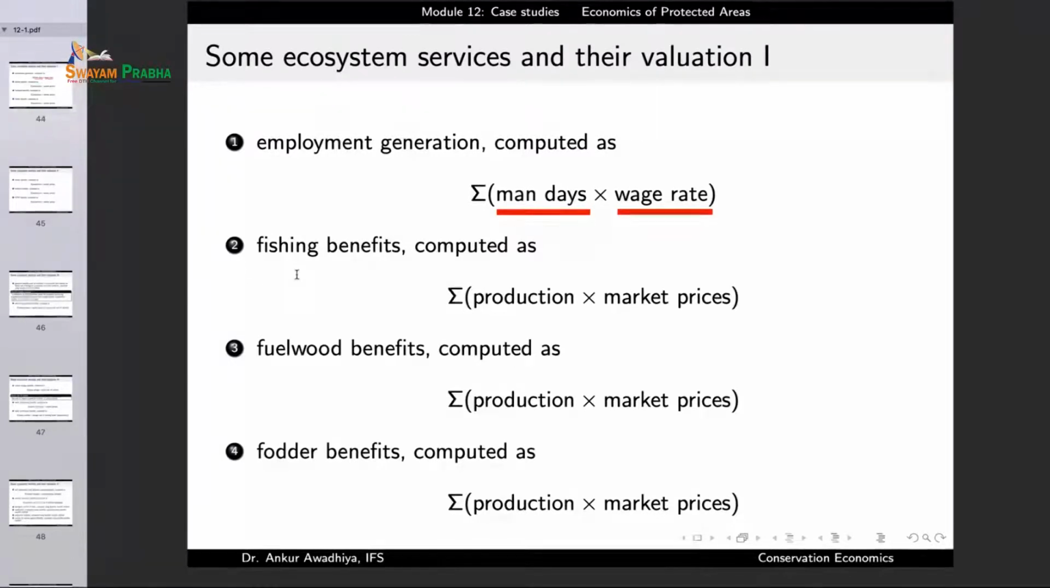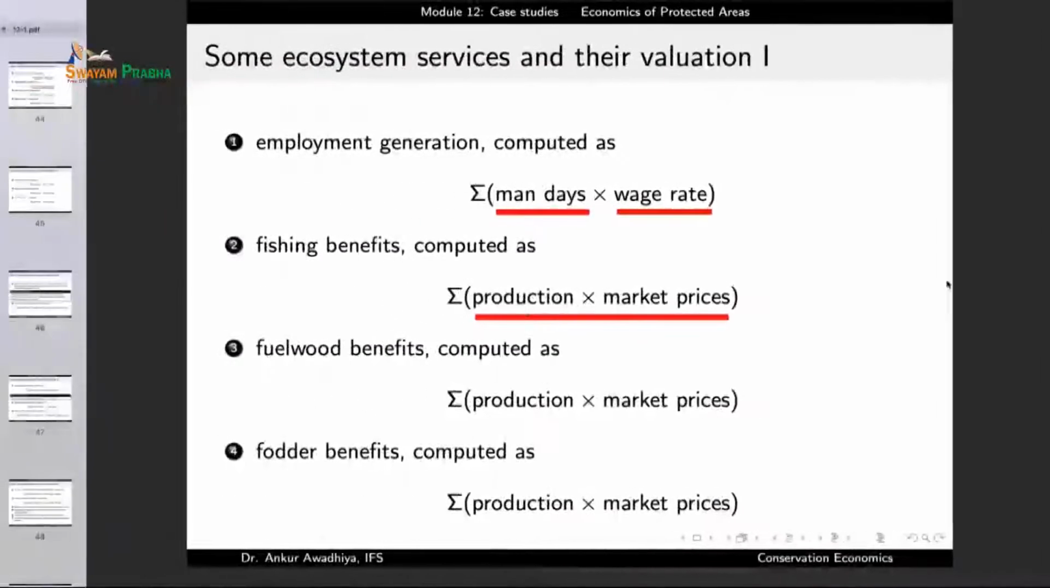Fishing benefits, which is the sum of production into the market prices. Now, in some protected areas, we do permit fishing, especially in the buffer areas. So, if there is a buffer area and it is getting water from the protected area, or it is a part of the protected area and it is also getting benefited or protected because of the activities in the protected areas, what is the amount of fish catch? What is the market price of that fish? So, when you do a sum over the production into market prices, you get the fishing benefits.